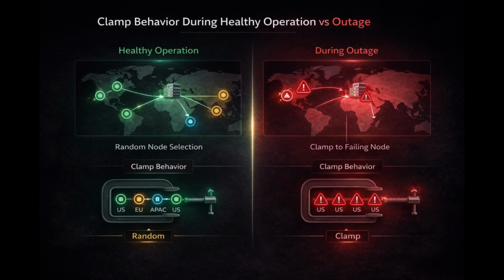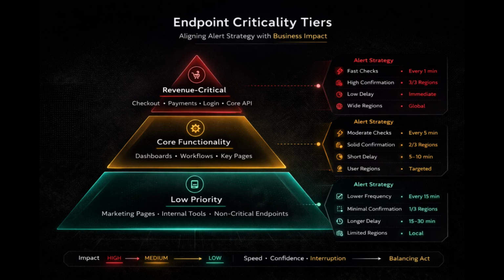Now we move into the final layer, because even with perfect monitoring, you still need to decide what deserves urgency. That is business criticality. Not every endpoint deserves the same alerting strategy. If you alert on everything equally, you train your team to ignore alerts. And if you delay everything equally, you allow critical incidents to grow. So this is where alerts engineering becomes operational design. Let's break it down properly.